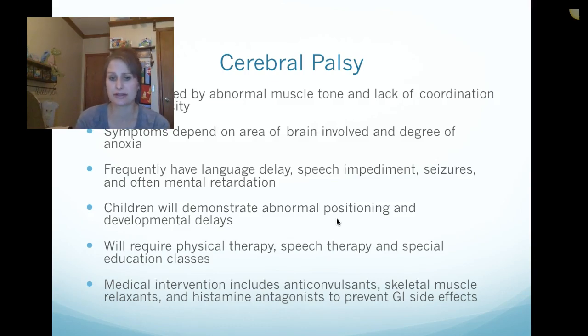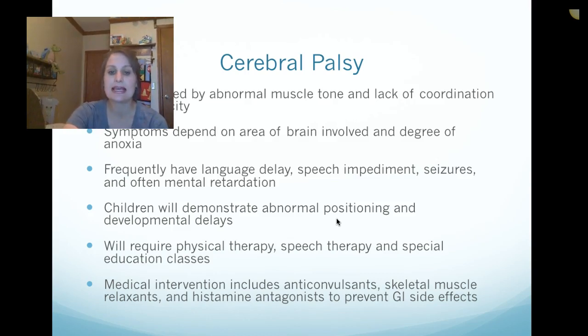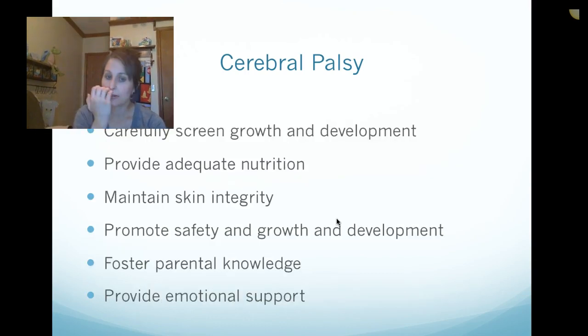Medical intervention includes anticonvulsants, skeletal muscle relaxants, and histamine antagonists to prevent GI side effects. With your nursing, you're going to carefully screen growth and development.